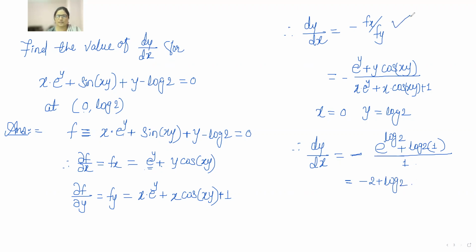Just keep in mind this only. Dy by dx is equal to minus fx divided by fy. This is called the differentiation of an implicit function. Okay. Then next. Next example.